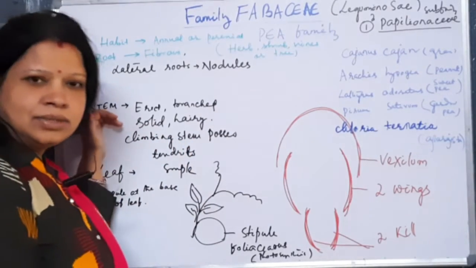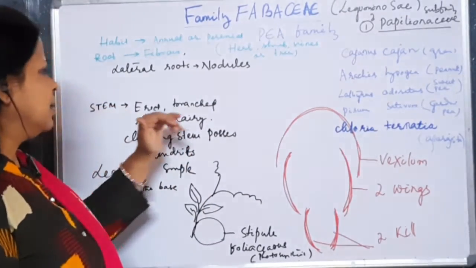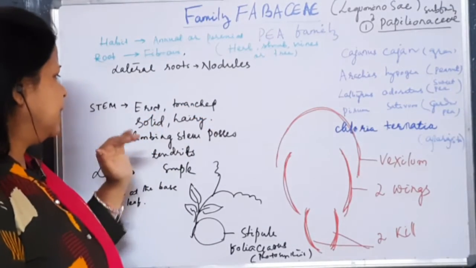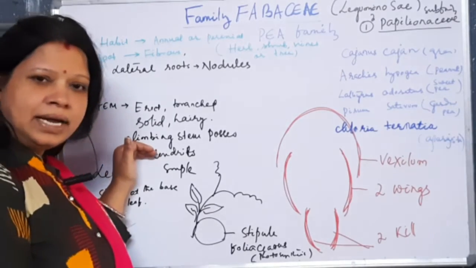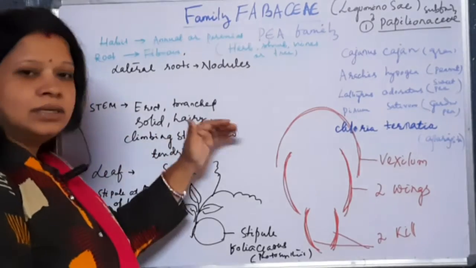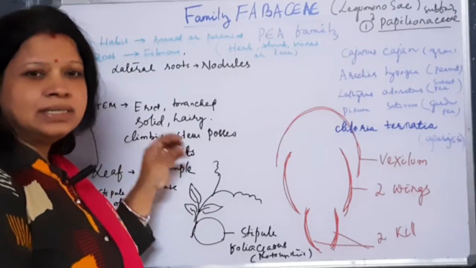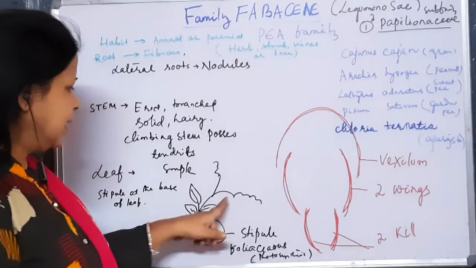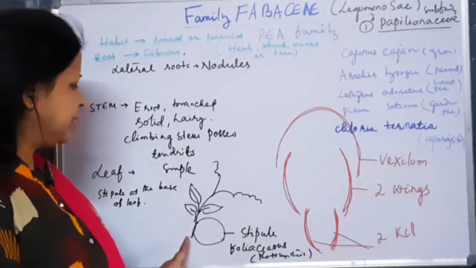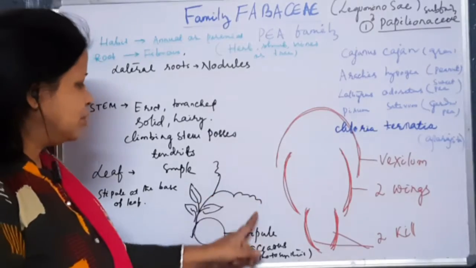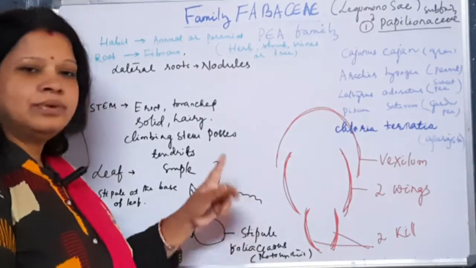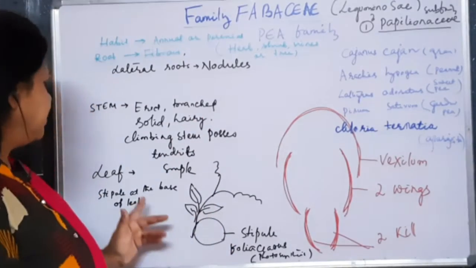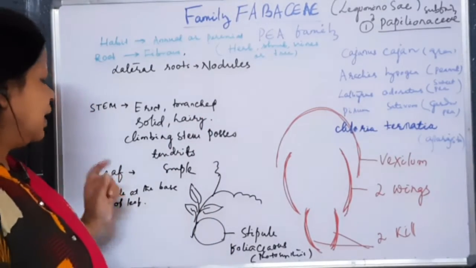So next is stem. Stem is erect, branched, solid, hairy, and the climbing stem possesses tendrils. The climbing stems are very weak and they possess tendrils. Tendrils help in climbing the plant, and with the support of other woody plants, it grows up.